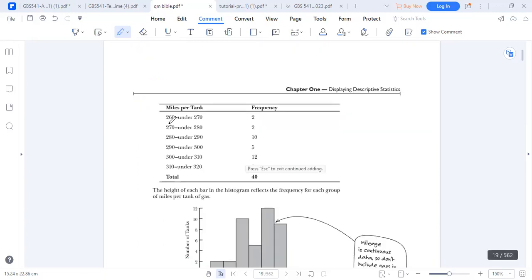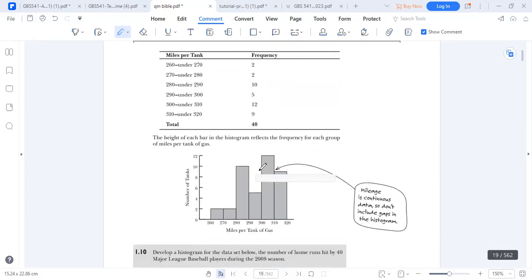So between 260 and under 270, how many are there? 270 and under 280, how many are there? Until you go to 310 to 320, how many are they? Now, mileage, what type of data is it? Is it continuous or discrete? Continuous, good. So meaning these will be in a continuum. All right, so the data will look like that. So this is how the histogram will look.